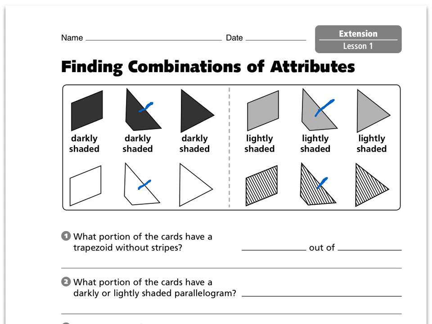So what portion of the cards have a trapezoid without stripes? Well, I know that there's 4 trapezoids, but only 3 of them are not striped. So then I need to count all the cards, and I know that there's going to be 12 cards in all. So 3 out of 12 are trapezoids without stripes.